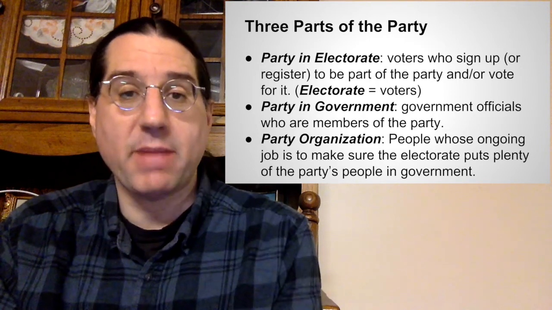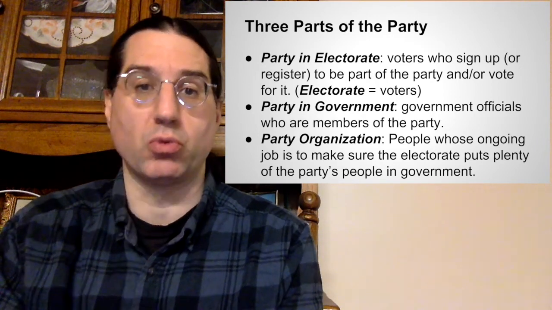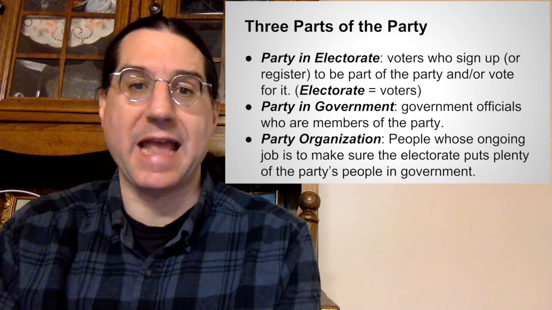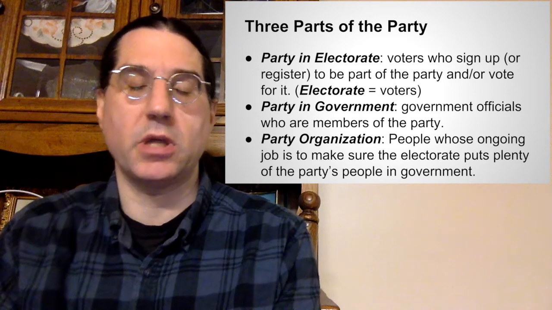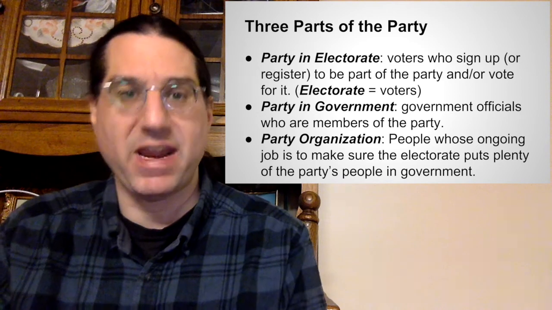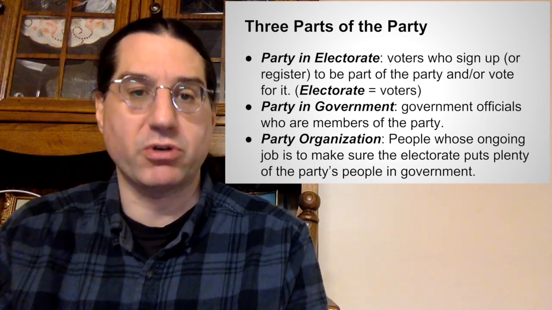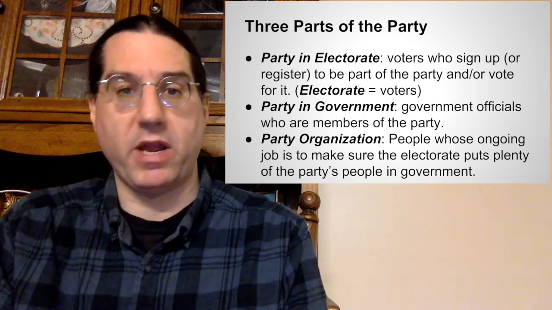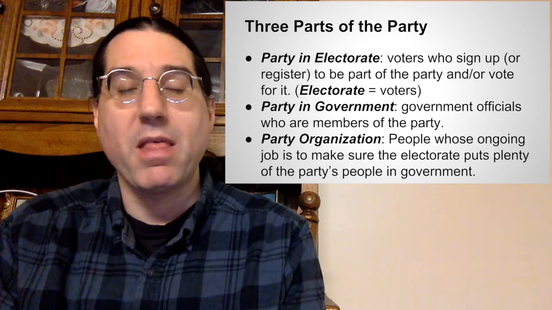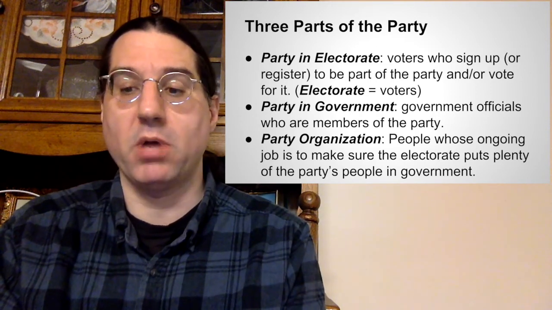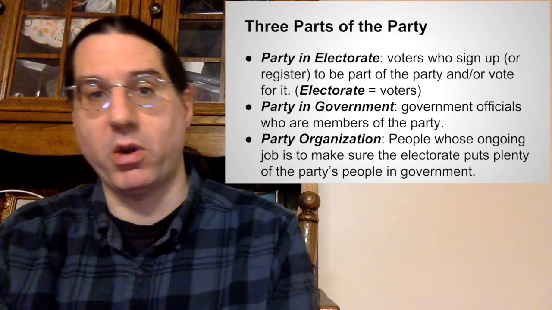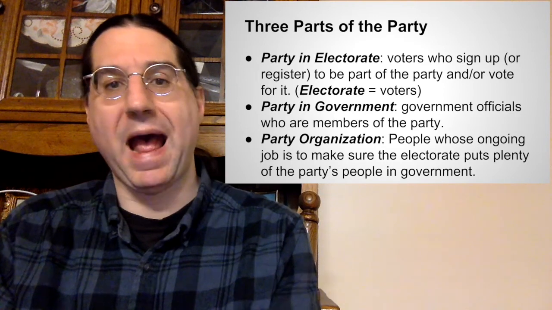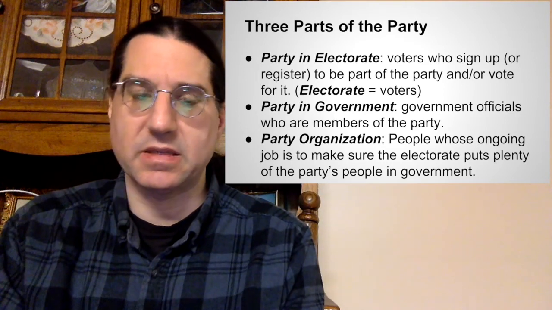Finally, we can talk about political parties as organizations, groups of people who as a job work on getting more of their members elected and creating a structure and an infrastructure and resources that both the party in the electorate and the party in the government might use. There does tend to be a lot of overlap between the party in government and the party organization. The party in government has a lot of influence over how the party organization is set up.